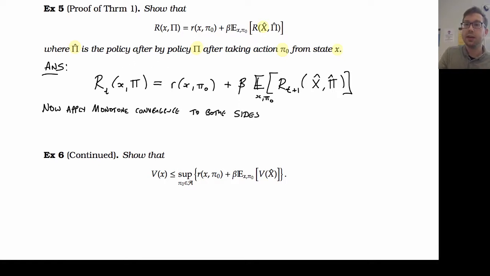So in particular, if I apply monotone convergence to this term, it's going to go to Rx of pi. And if I apply monotone convergence to this term, it's also going to go to Rx hat pi hat. And then I'm just going to arrive at the expression I wanted.